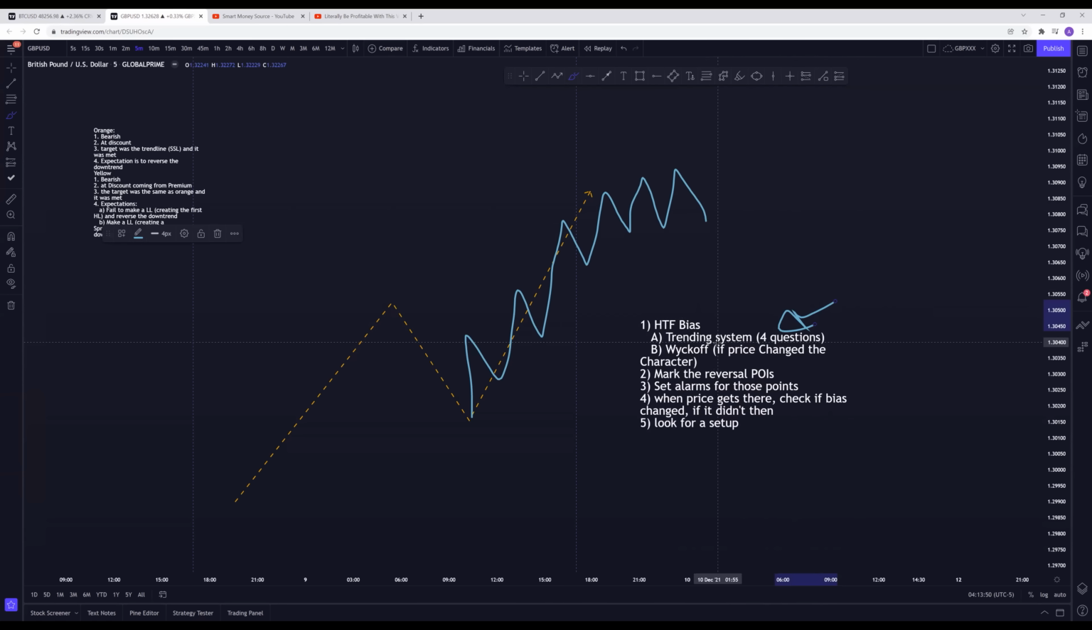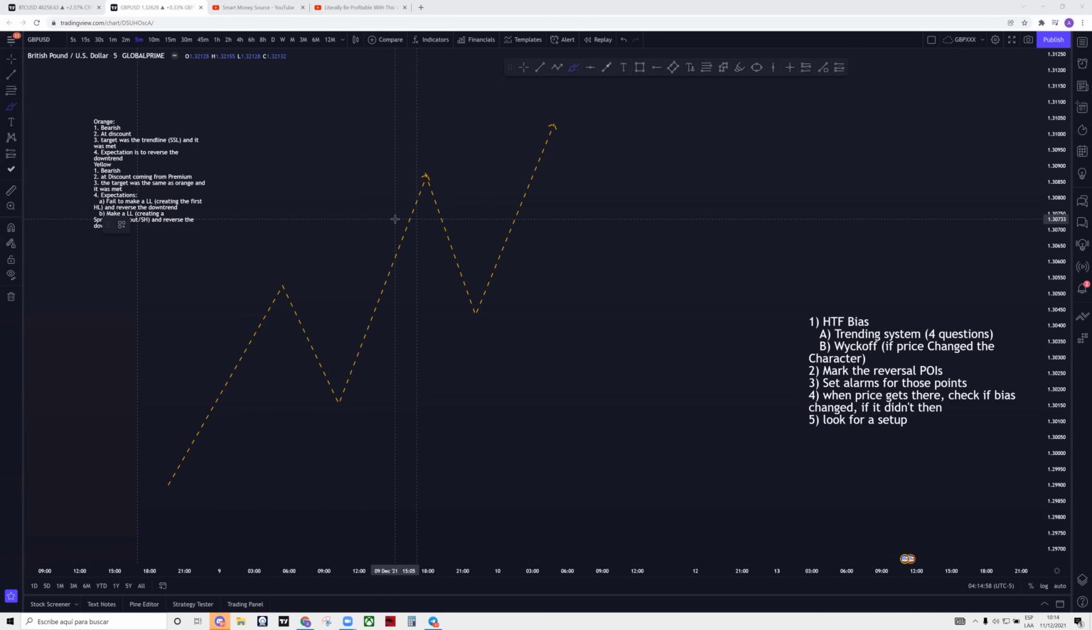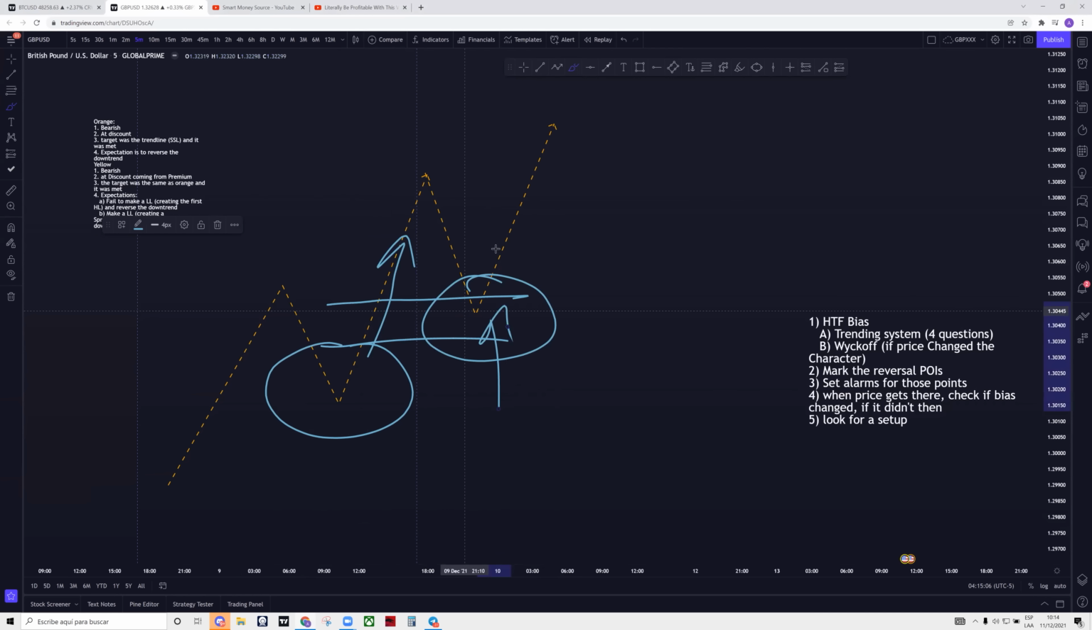Or using Wyckoff if price has changed character. Basically, if price is in a consolidation, which is not the same as trending. When the market is trending, that means that smart money is accumulating orders, pushing price higher, coming back to a discount level, accumulating more orders, pushing price higher, and that is happening over and over again.